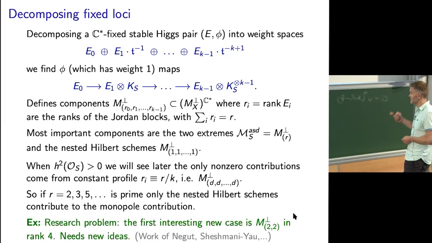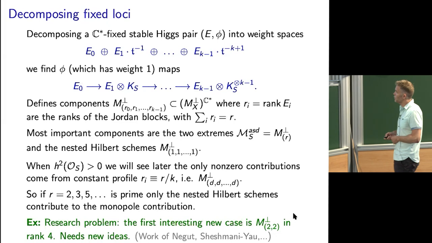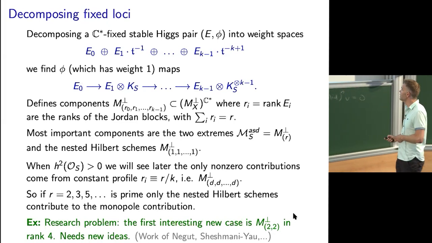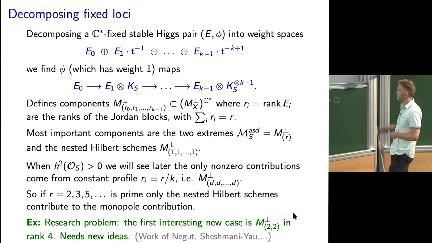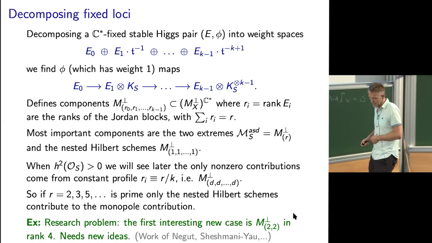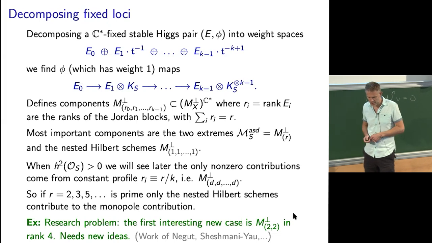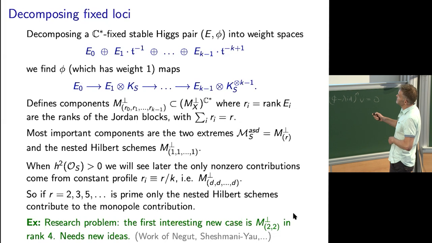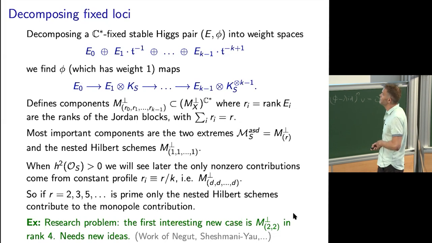And then this question was asked twice in succession yesterday. What about the first case not covered by this? So that's rank 4 and this component 2-2. Okay. And I believe Sheshmani and Yao have been thinking about this. The issue is that these individual E's needn't be stable.